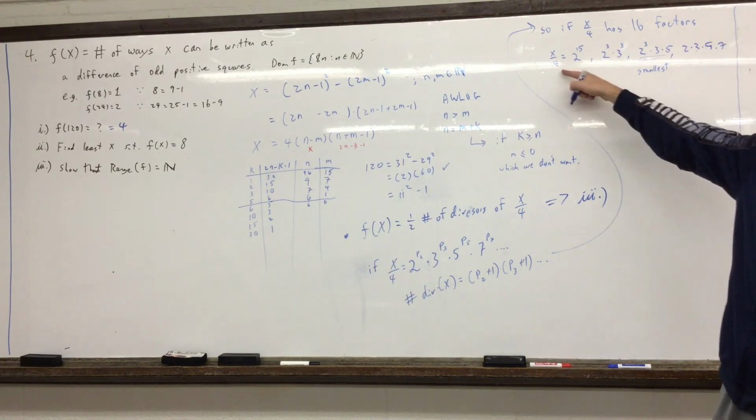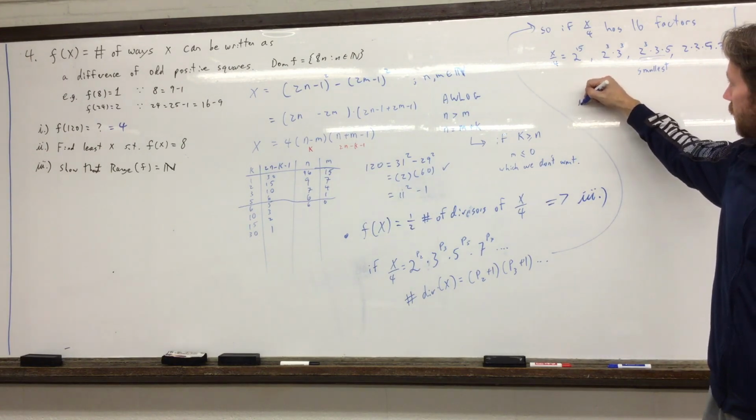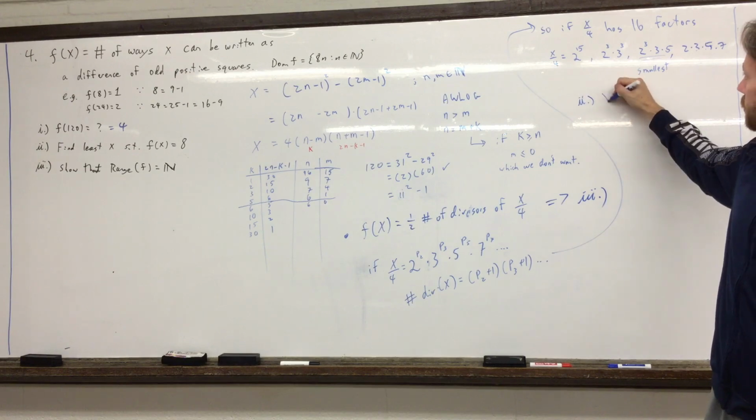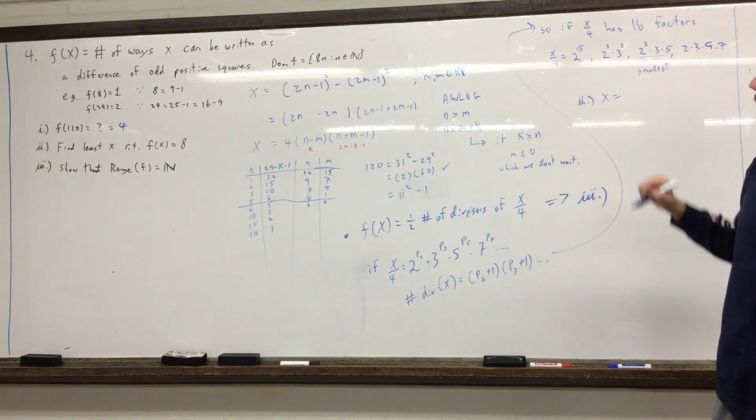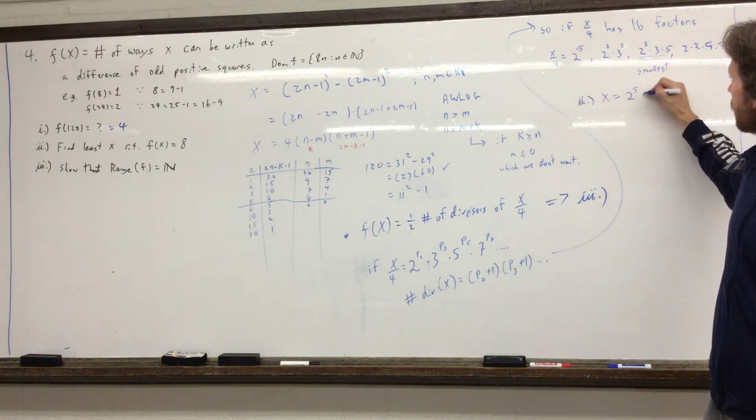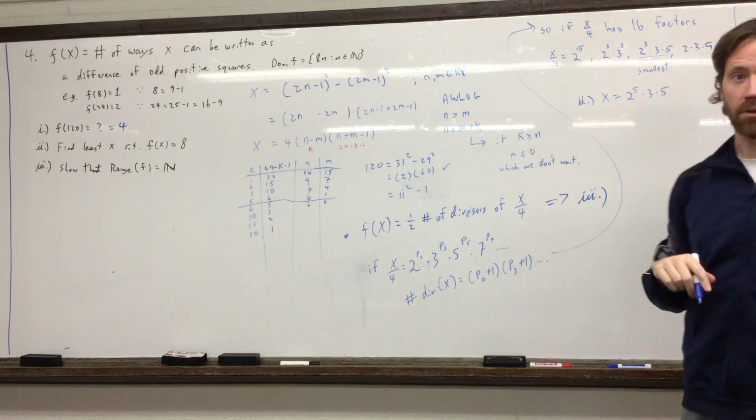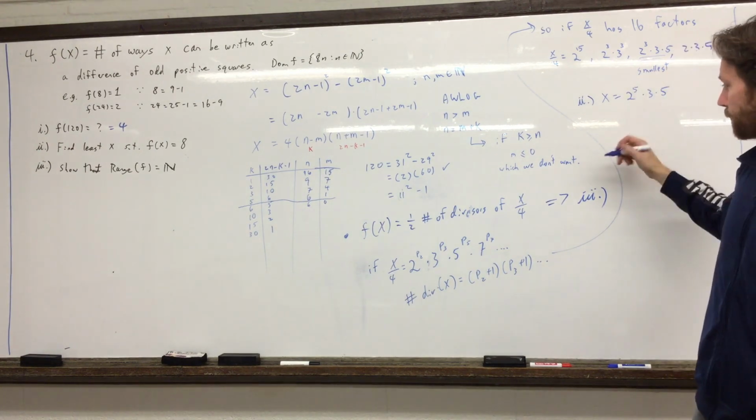Okay, so this is the smallest for x over 4, so that means that my answer to question 2, x equals 4 times this number, so 2 to the 5th times 3 times 5. And I'll leave it in factored form.